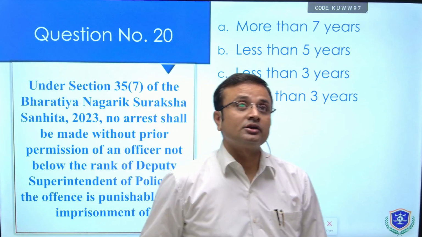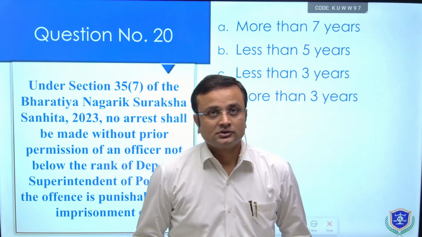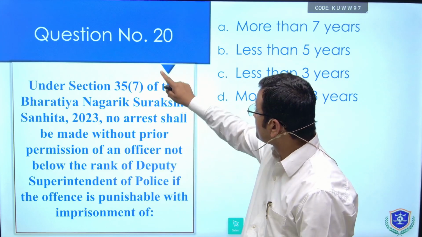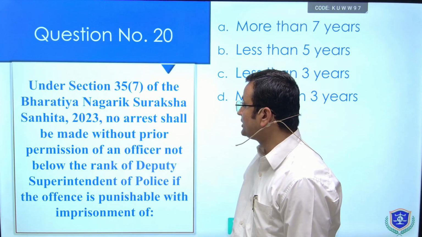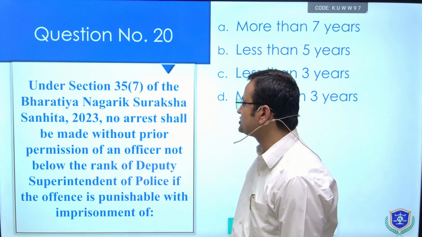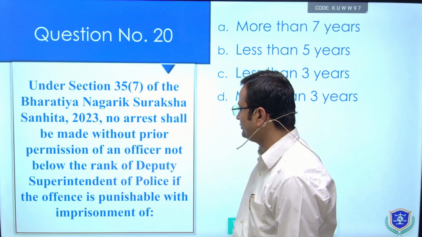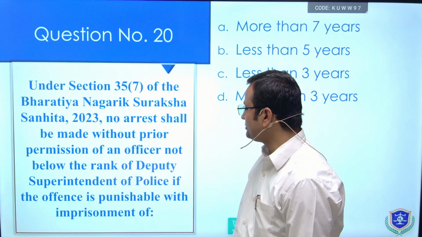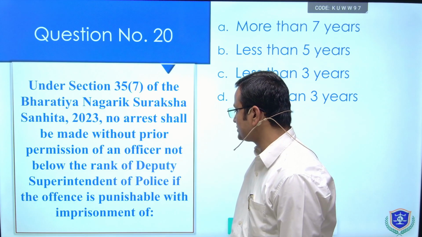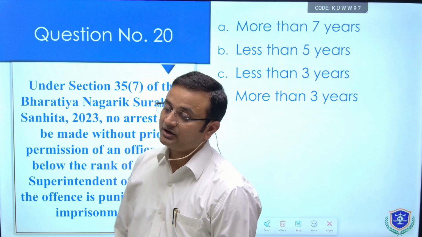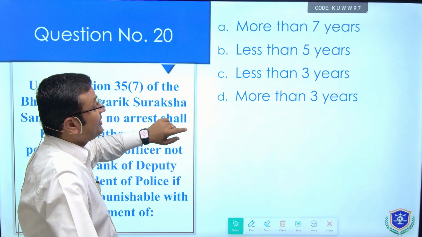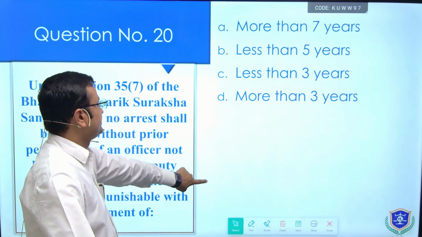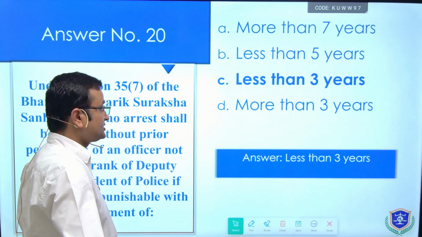The last question of this series is: under section 35 clause 7 of the Bharatiya Nagarik Suraksha Sanhita, no arrest shall be made without prior permission of an officer not below the rank of Deputy Superintendent of Police if the offence is punishable with imprisonment of more than 7 years, less than 5 years, less than 3 years, more than 3 years. Let's see the correct answer: less than 3 years.